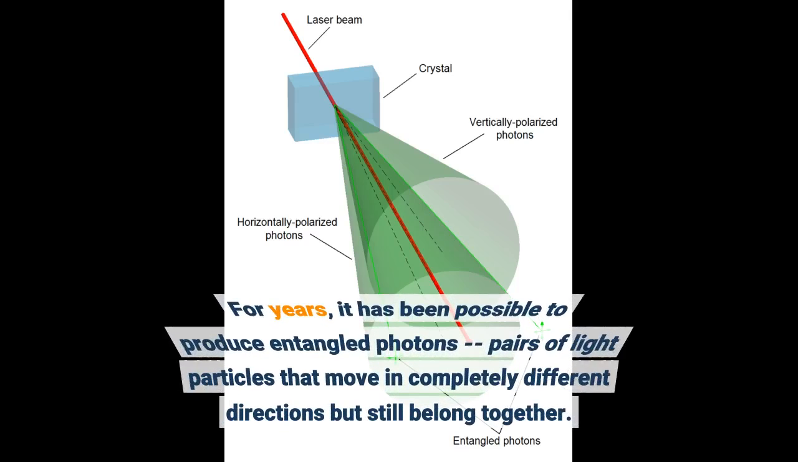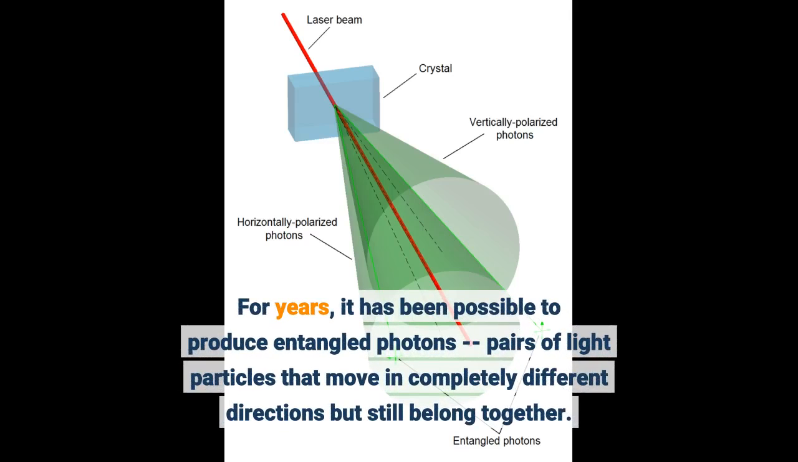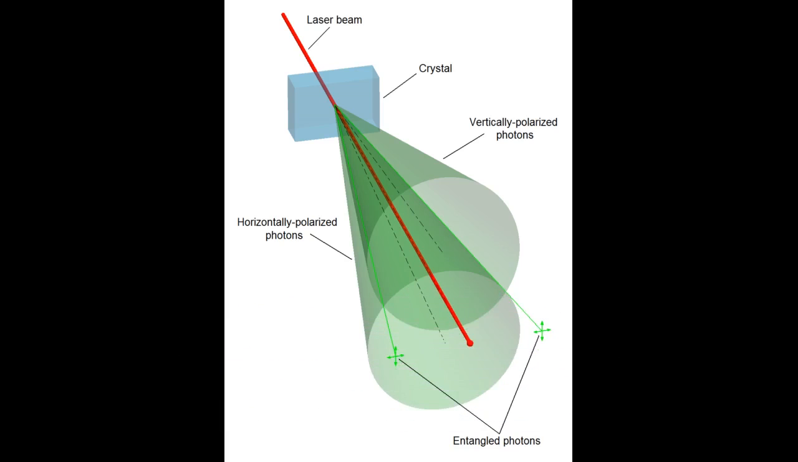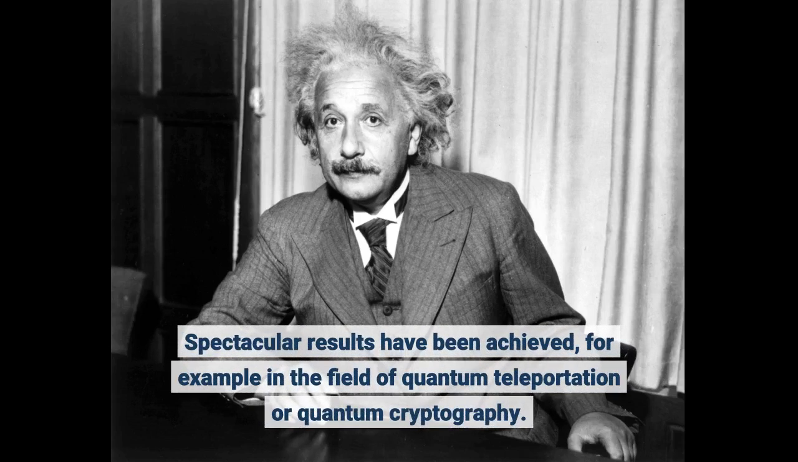For years, it has been possible to produce entangled photons, pairs of light particles that move in completely different directions but still belong together. Spectacular results have been achieved, for example in the field of quantum teleportation or quantum cryptography.